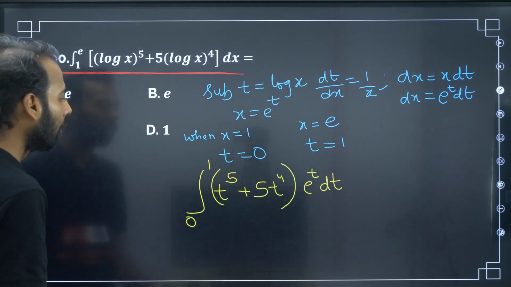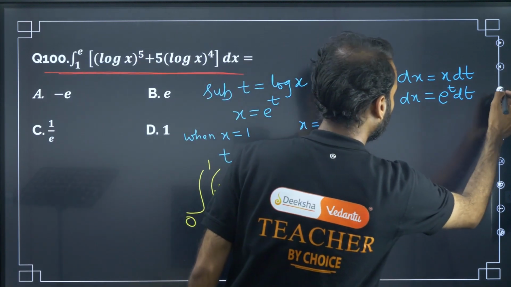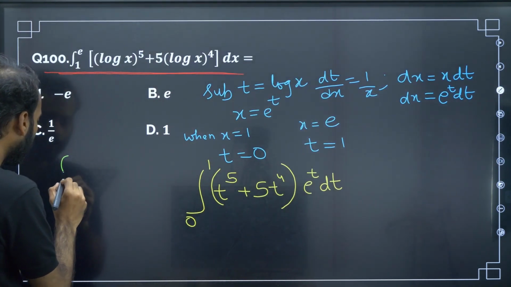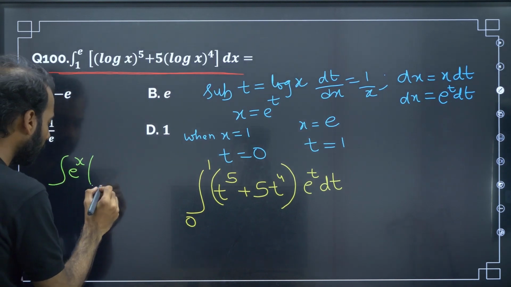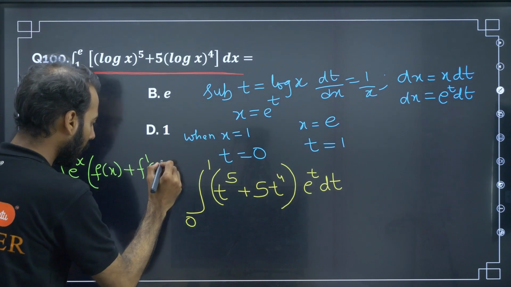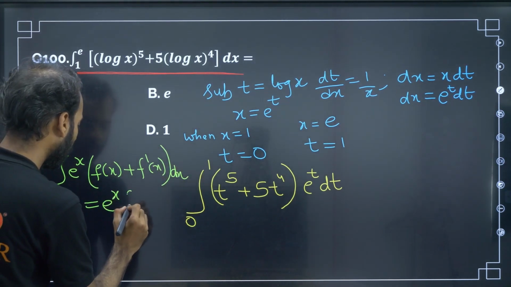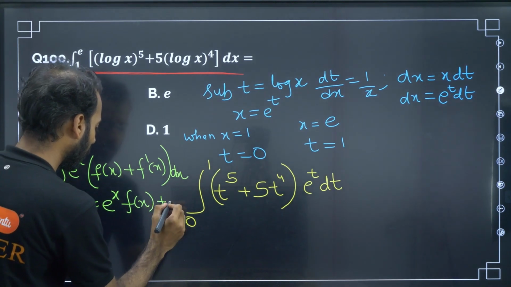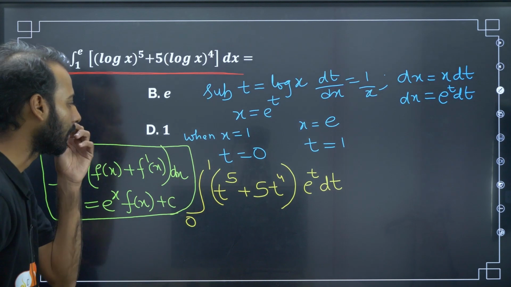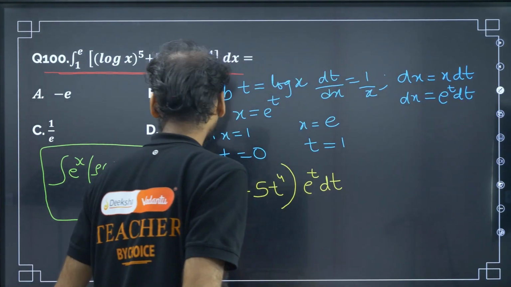Now the moment you see e raised to x, f of x plus f dash of x, one standard integral should come to our mind. What is that standard integral? Integration of e raised to x, f of x plus f dash of x dx is equal to e raised to x, f of x plus c. This is a synopsis point. You will ask, sir, why should this come to our mind? See the way I relate the things.